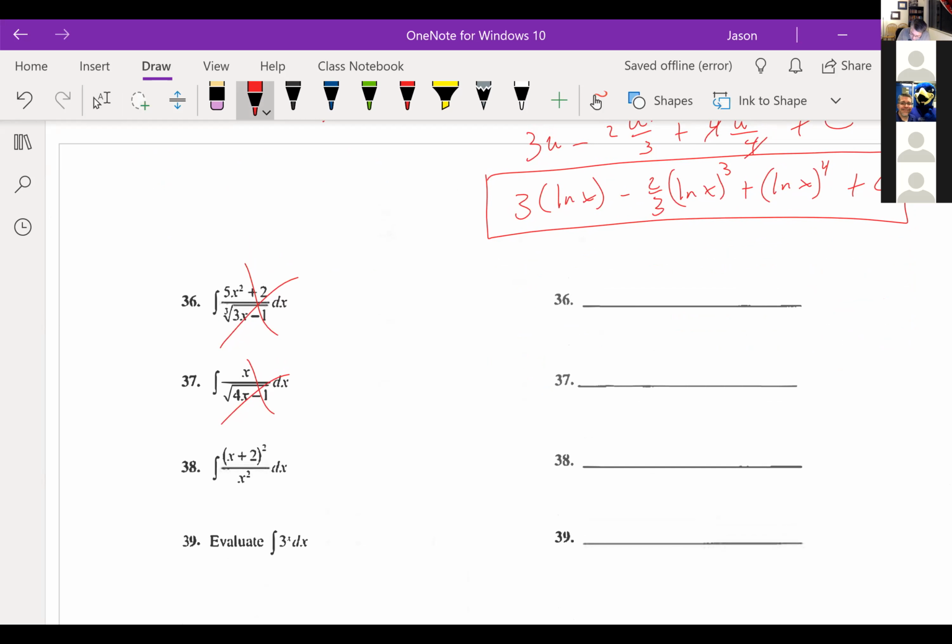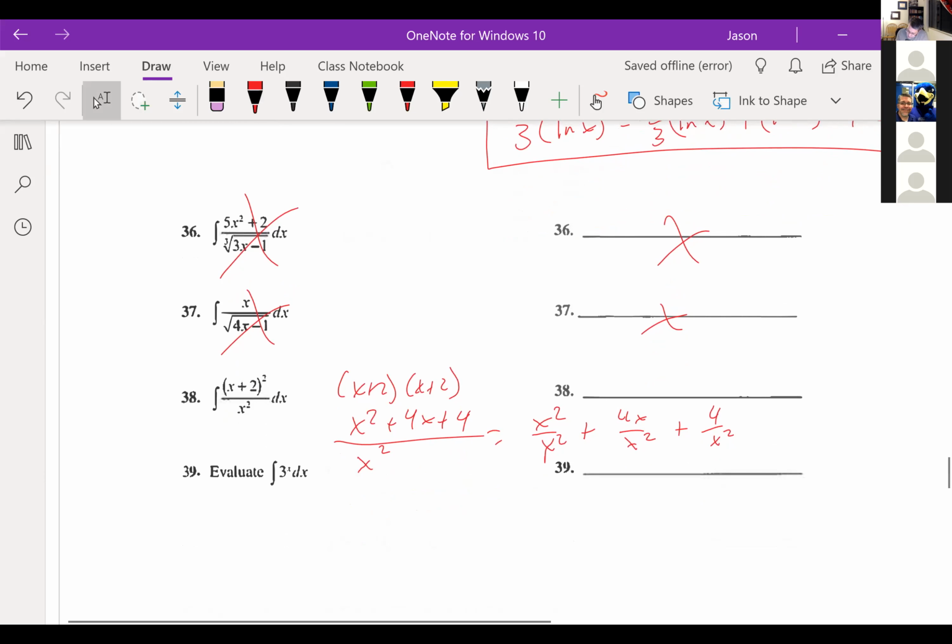I could multiply x plus 2 out, x plus 2 squared. If I multiply x plus 2 times x plus 2, I'm going to get x squared plus 4x plus 4, okay? And that's going to be divided by x squared, okay? And so I could break this up into x squared over x squared plus 4x over x squared plus 4 over x squared, okay?